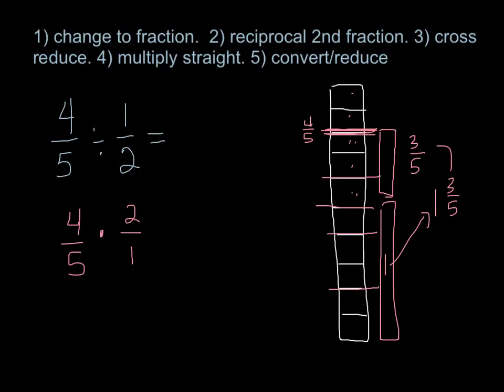Now cross reduce like we did before. A number that goes into both 1 and 4? No, nothing. How about 2 and 5? No, nothing. Okay, multiply straight across. 4 times 2 is 8. And 5 times 1 is 5.